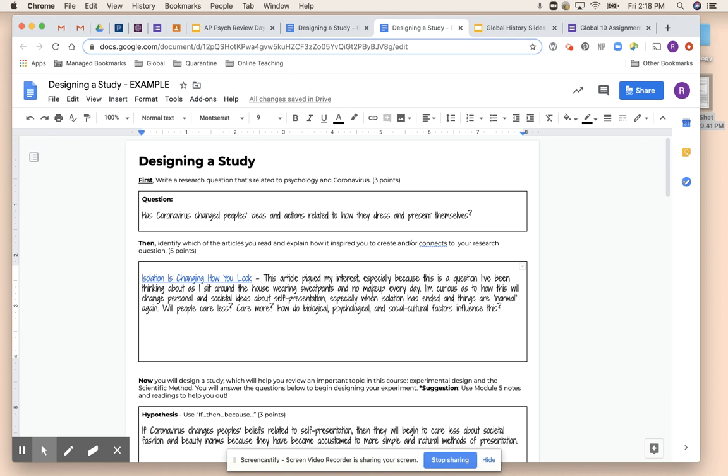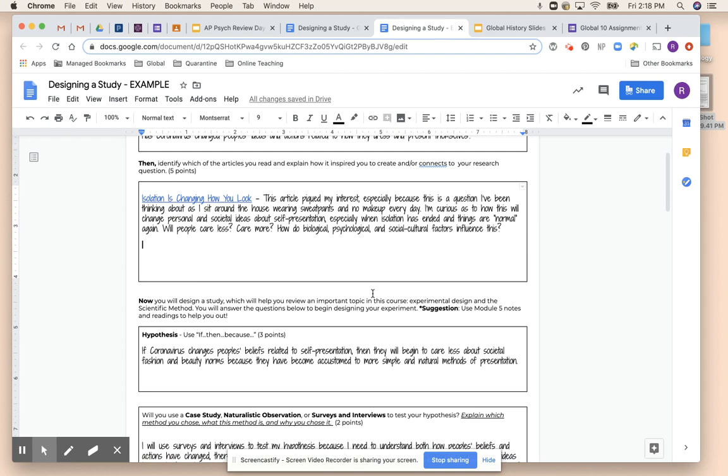Will people care less, care more? Then also how do biological, psychological, and social cultural factors influence this? Meaning, am I still going to dress the way I do because I have an anxiety disorder, and if I don't, I get anxious about what people are thinking about me? Or am I so invested in what other people think about me just from a social cultural perspective that I have to do it? Or because we live in the United States and that's just what everybody else is doing, is that why I'm doing it? So super interested in that question.